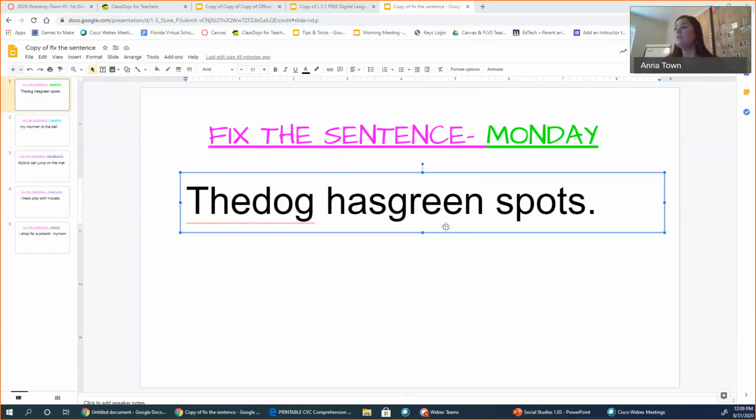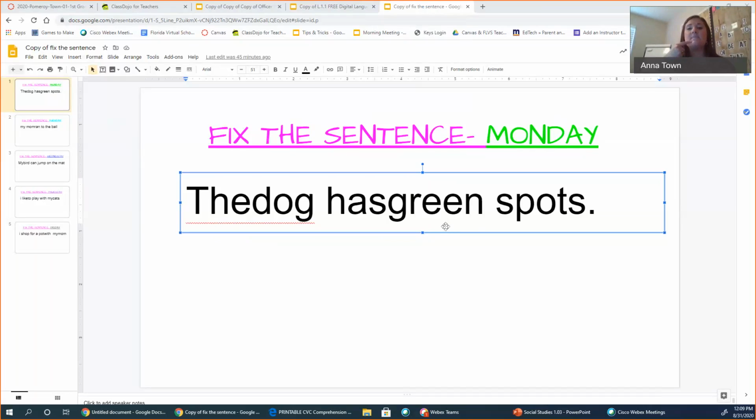Okay, boys and girls. So we're going to start with grammatical sentences. We're going to start learning how to correct them to make them grammatically correct. So a few things you need to know. Every sentence starts with a capital letter. Say it. Every sentence ends with a punctuation mark. Say it. And a punctuation mark is a period, an exclamation point, or a question mark.